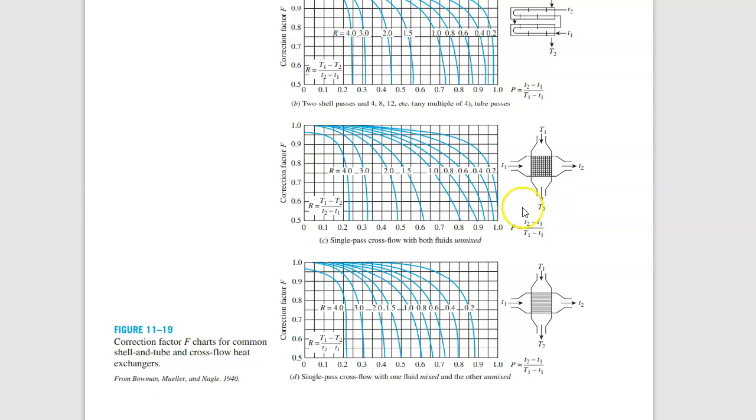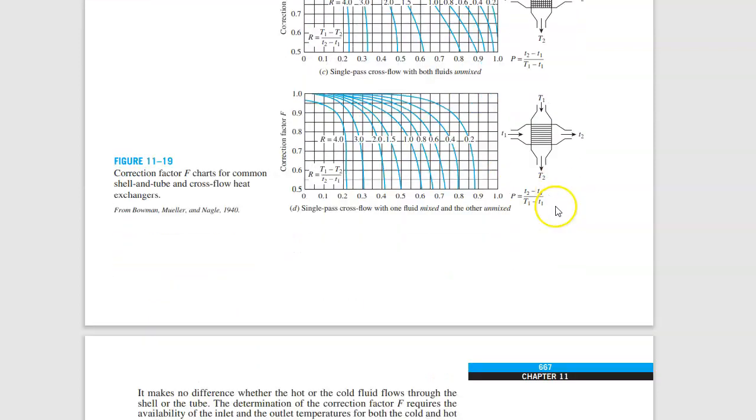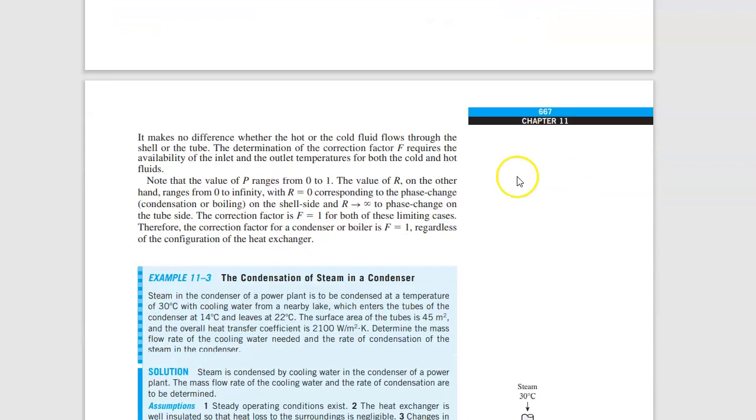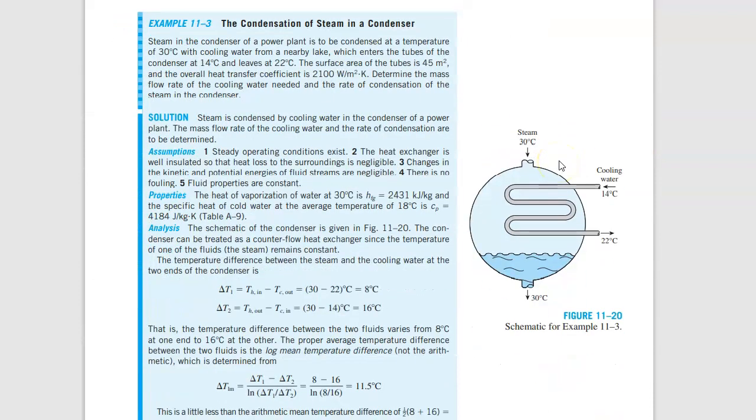So let's have a look at the example. This example is not regarding the above one, but most likely could enhance your knowledge. Here we have steam going in and steam going out. Down there we have cooling water coming in. Here you need to determine the mass flow rate of the cooling water needed, and also the rate of condensation of the steam in the condenser.